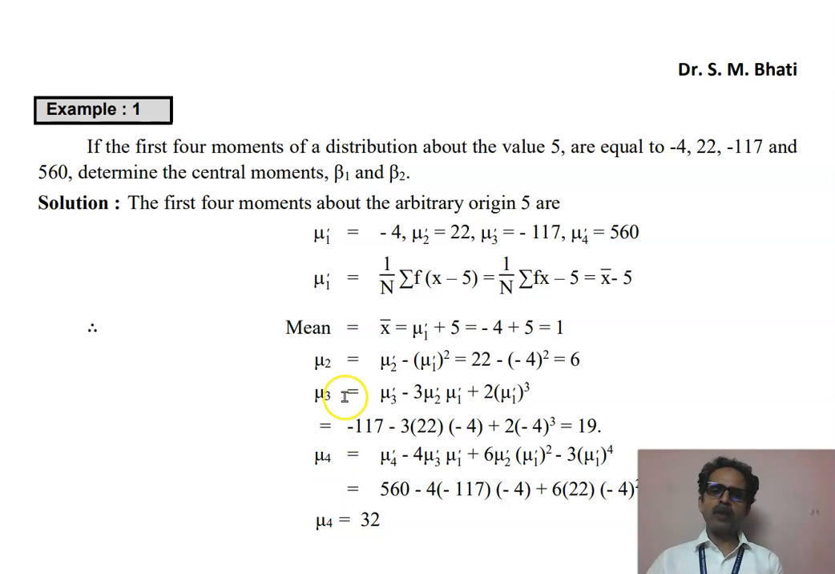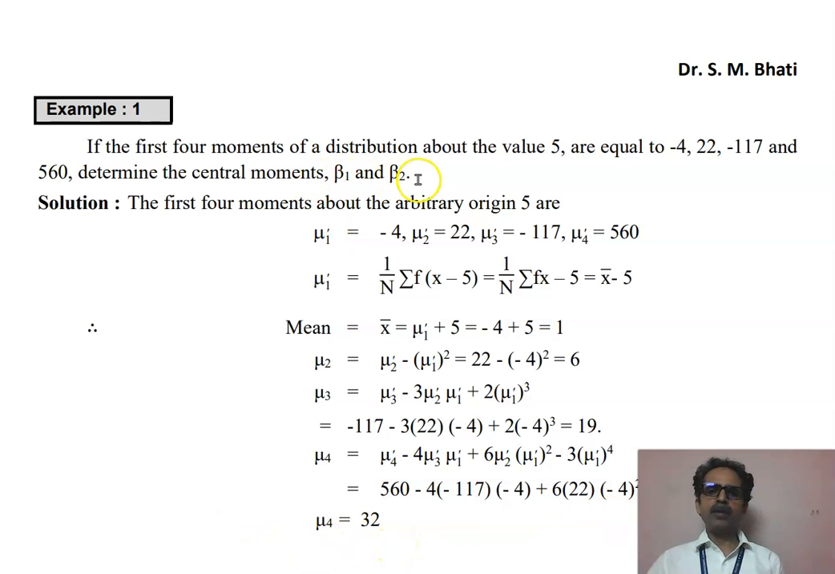That means we have obtained the values of mu1, mu2, mu3 and mu4, which are nothing but moments about the mean x bar. These are also called central moments. So central moments are nothing but moments about x bar, and we obtain mu1 as 0, mu2 as 6, mu3 as 19 and mu4 as 32.